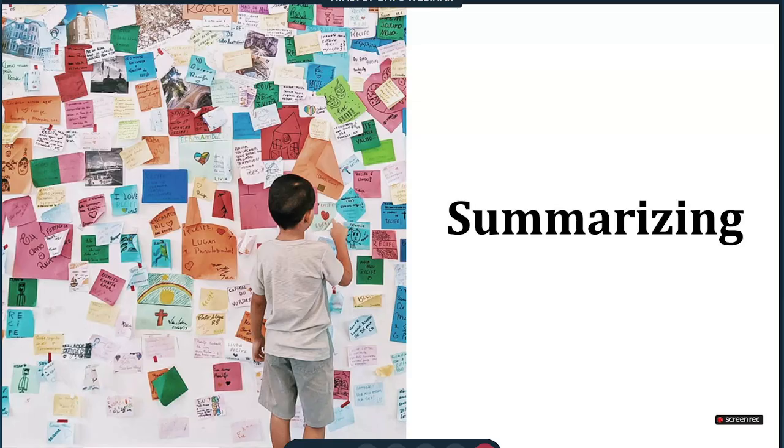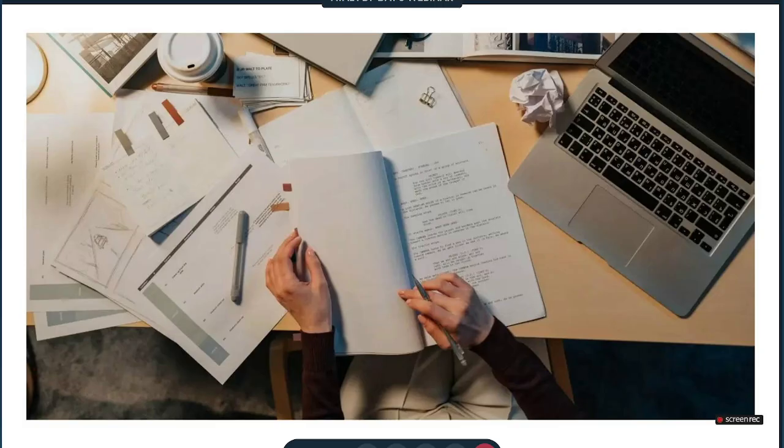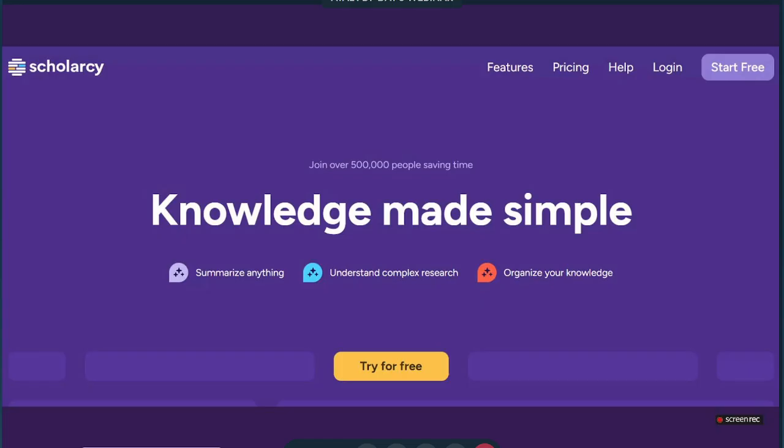Now, summarizing tools, most of the tools we talked about until this point, they also have a feature of summaries. But then there are also exclusive tools like Scholarcy, for instance, which are built for summarizing papers into these nice flashcards, into PPTs, into a small set of notes, and so on.